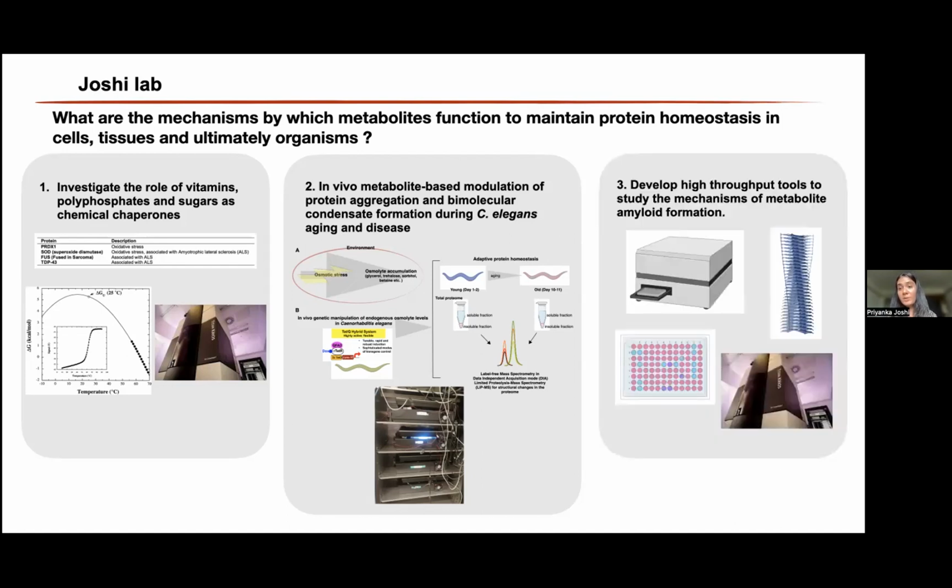The third approach would be to develop high throughput methods to study the mechanisms of amyloid formation. So far, we have studied how proteins form amyloids, but these small molecules, if they are aged in the test tube, can also form amyloids, but this is not studied very well. So using fluorescence-based methods, such as the ones I have used before for protein amyloids, and cryo-EM, I'd like to study metabolite amyloid formation.